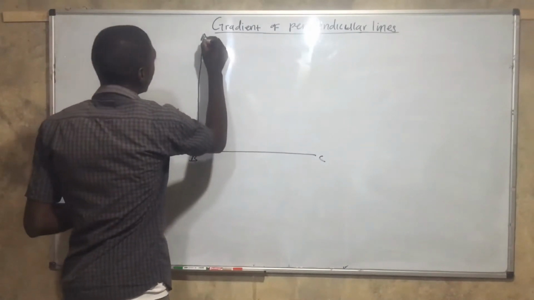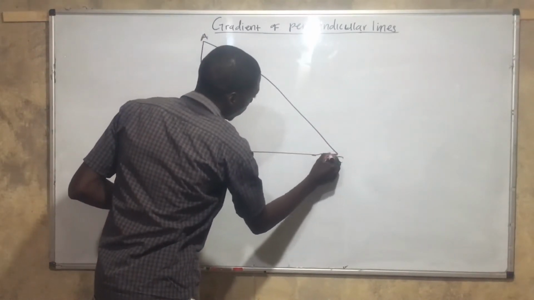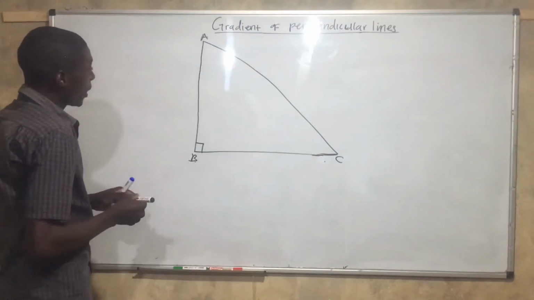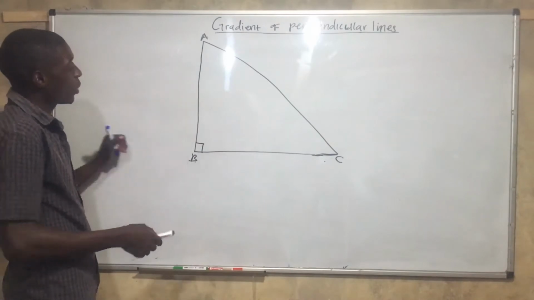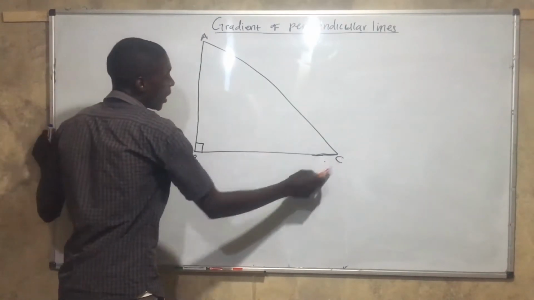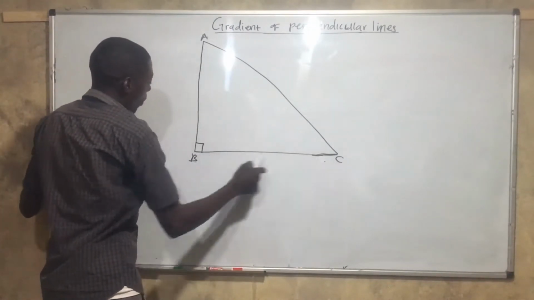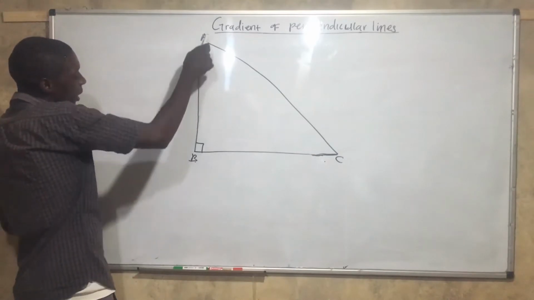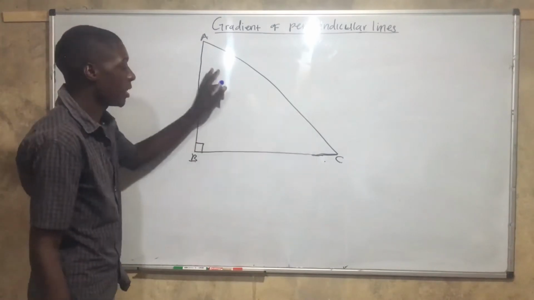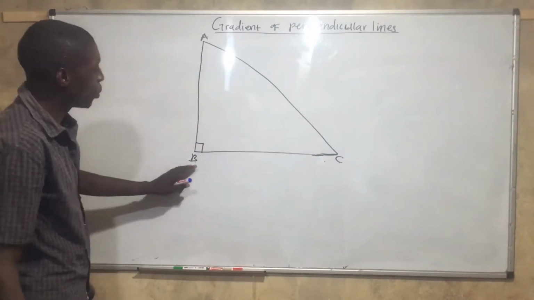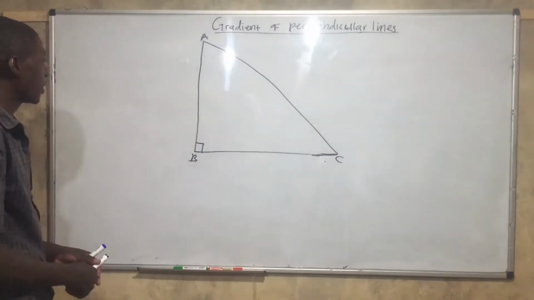If we try to complete this, it can be a triangle like that, a right-angled triangle. In a right-angled triangle, two lines meet at 90 degrees. So line AB and BC are perpendicular to each other. But we can't say line AC and BC are perpendicular, or line AB and line AC are perpendicular, because they are not meeting at 90 degrees. Line AB to BC are perpendicular because they are meeting at a 90 degrees angle.